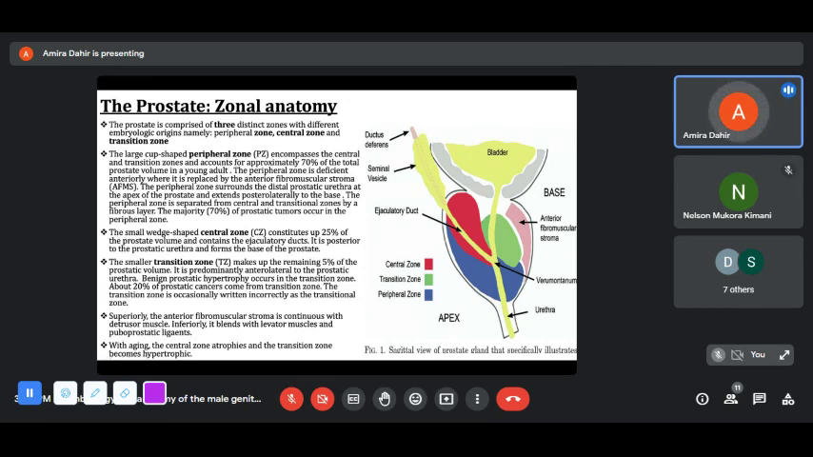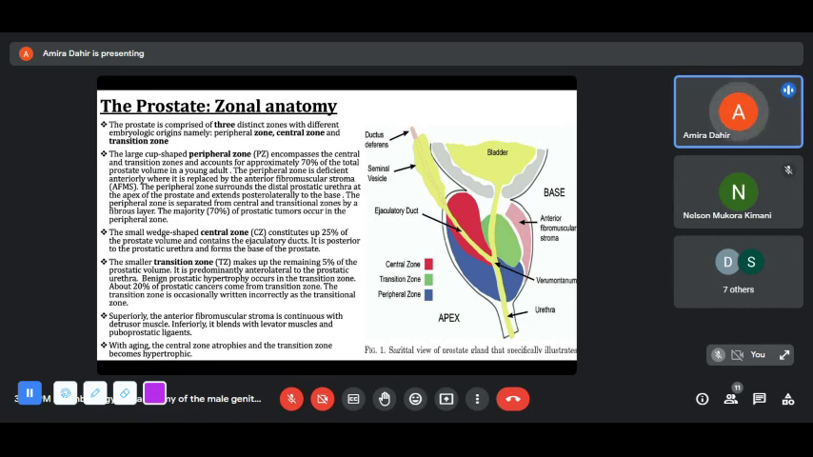The central zone is small and wedge-shaped. It constitutes up to 25% of the prostate volume and contains the ejaculatory ducts. It's posterior to the prostatic urethra and forms the base of the prostate. The transition zone is the smallest, and it makes up the remaining 5% of the prostatic volume. It's predominantly anterolateral to the prostatic urethra, and benign prostatic hypertrophy occurs within the transition zone, and up to 20% of prostatic cancers arise from this zone.